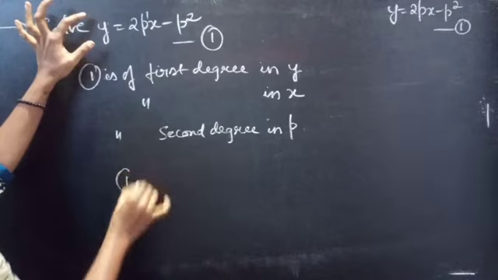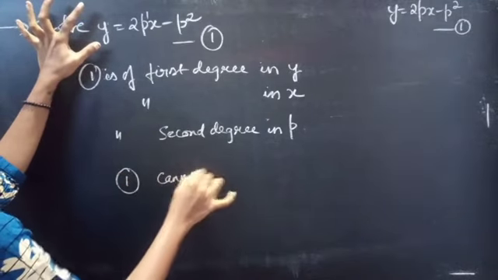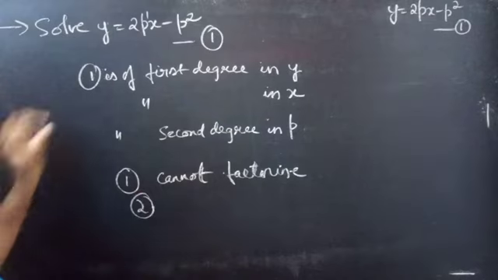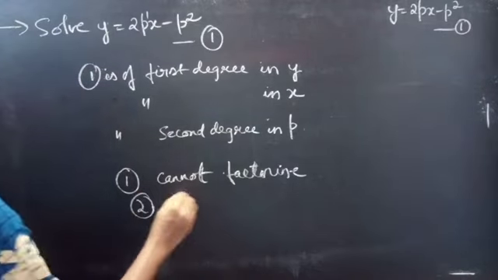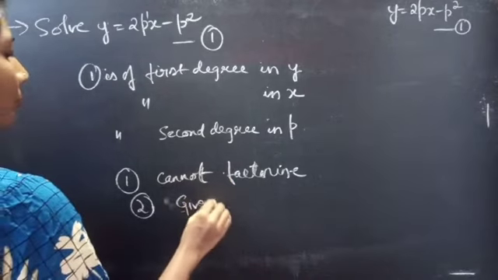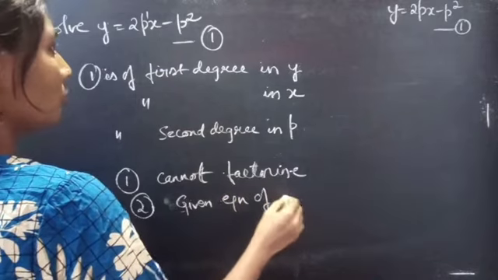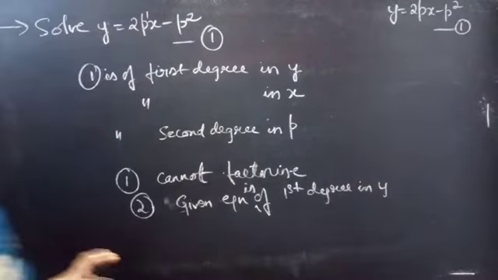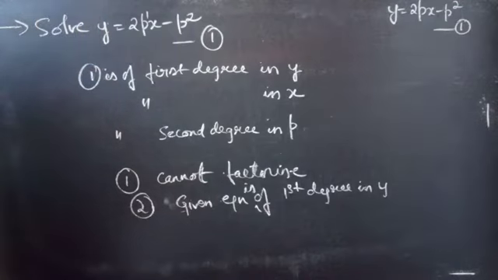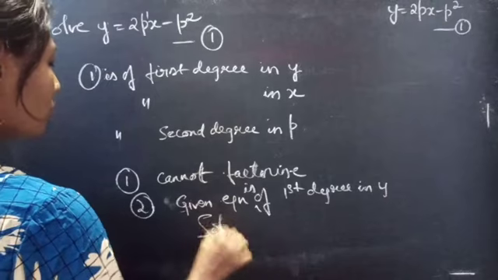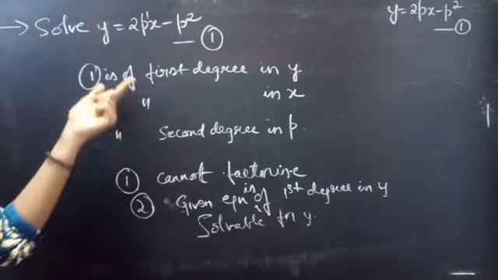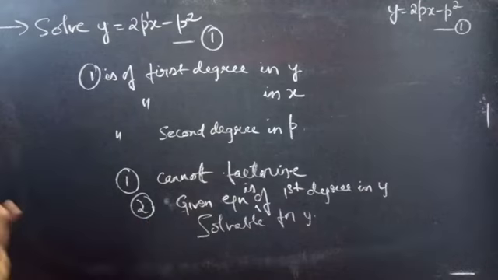Since, first thing, the equation we cannot factorize. And second thing is equation 1 is of first degree in y. So we can solve equation 1 for y. So we are going to use solvable for y. Also we can use solvable for x because it is also first degree in x, but here I am going to show you using the solvable for y method.